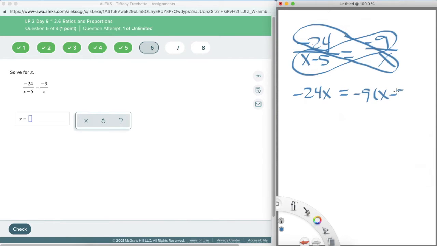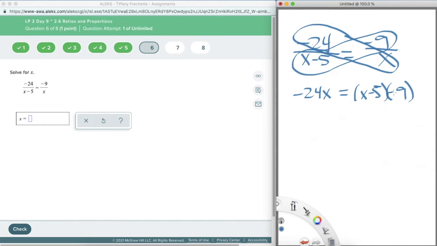And it wouldn't have mattered either if I wrote it this way. If I said x minus 5 times negative 9, I would put it in parentheses just so you know that you're not subtracting the 9. Just be a little careful about that notation. But you can put it on the end or you can put it on the beginning. Totally up to you, preference-wise.